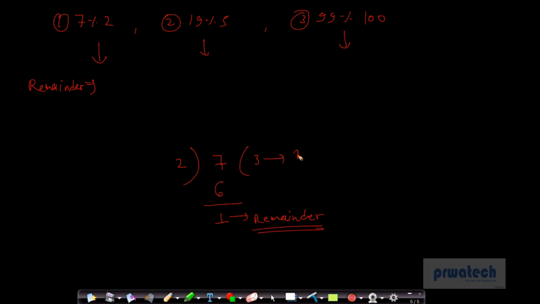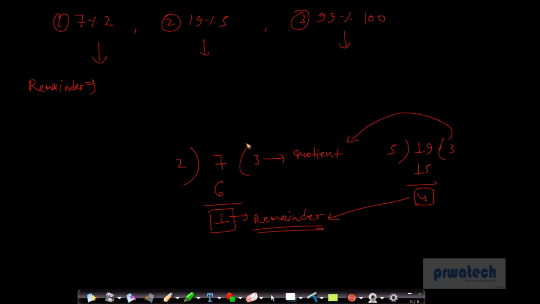And this is the quotient. I'm not talking about the quotient; I am more interested in the remainder part. Then similarly, if I do 19 by 5, 5 into 4 will be more, because 5 into 4 is 20. So 5 into 3 is 15. 19 minus 15 is 4, and this is again my remainder. This is again my quotient.